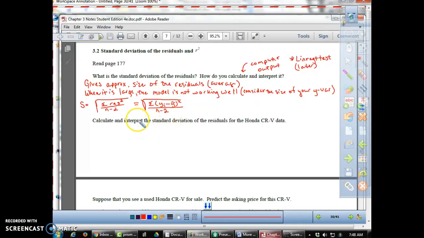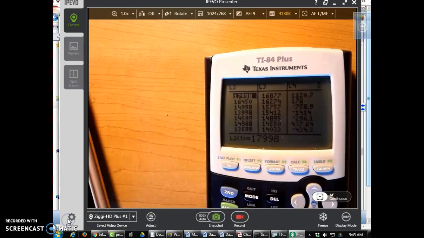Okay, so calculate and interpret the standard deviation of the residuals for the Honda CR-V data. So I'm going to pause right now and we're going to do a little activity in our calculators building on what we did yesterday. We'll figure it out and we'll come back in just a second.